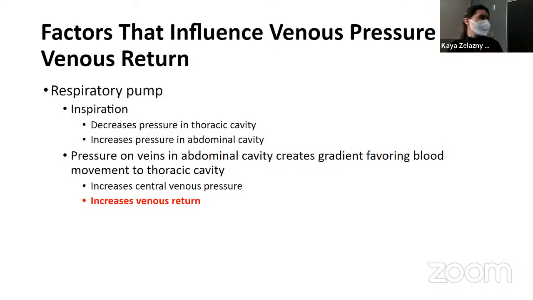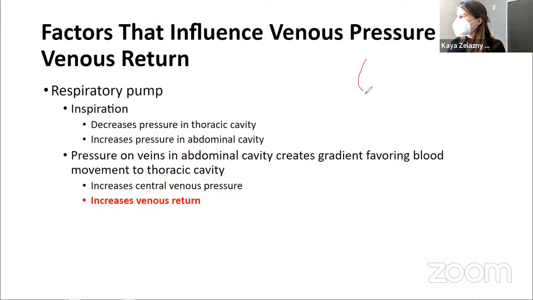And this means that we've created a pressure gradient, right? So here we're going to have our thorax, our rib cage, or our lungs. Right. Here we have our abdominal cavity below. All right, so now we have a pressure gradient where we have high pressure in the abdomen.